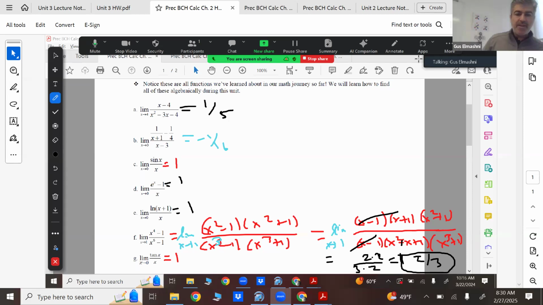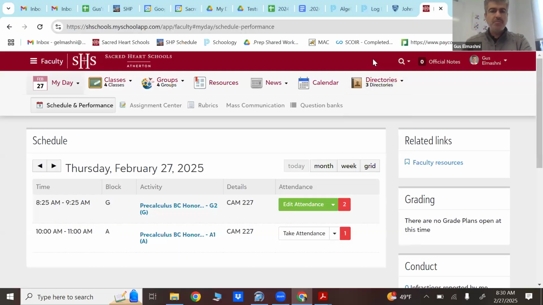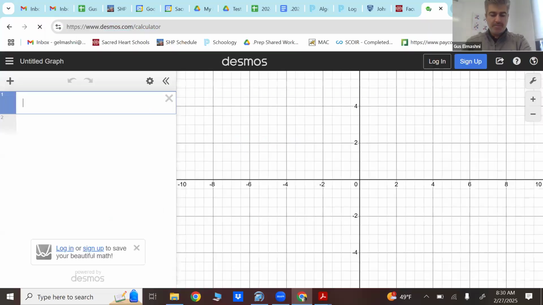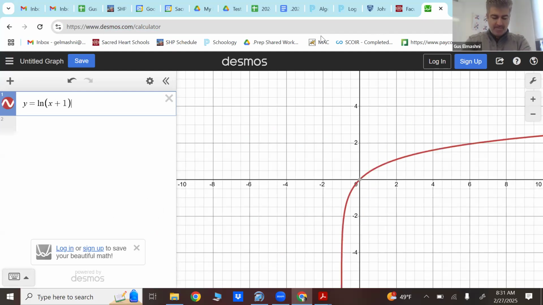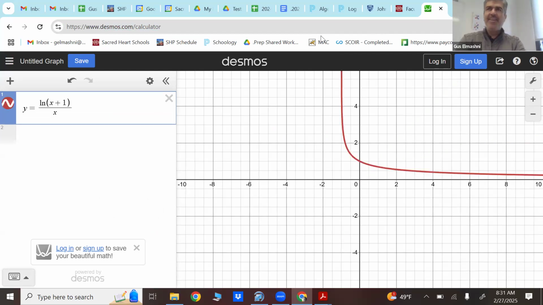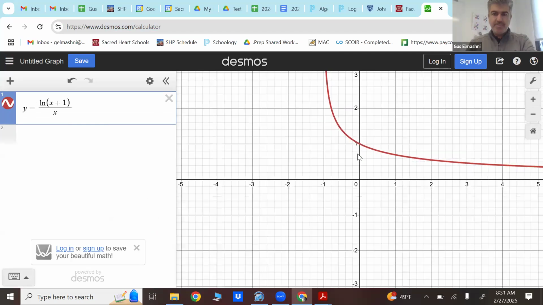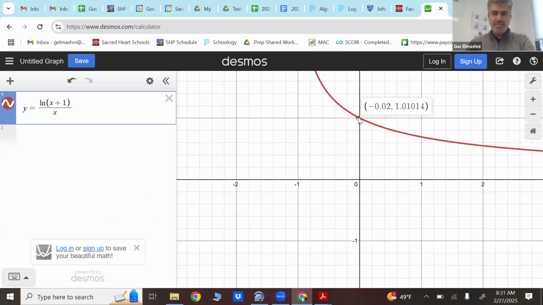Okay, y equals ln... Yeah, there's your graph, right? And x is approaching what, 0? Yeah, I see how it's... Yeah, that's 1. Yep.